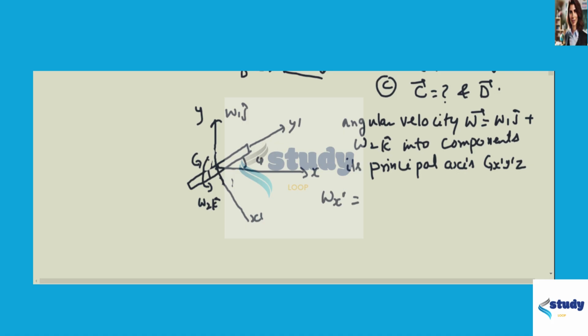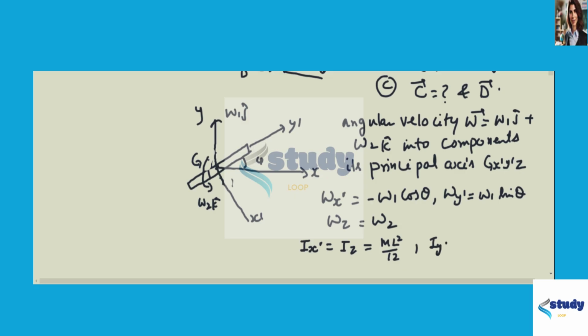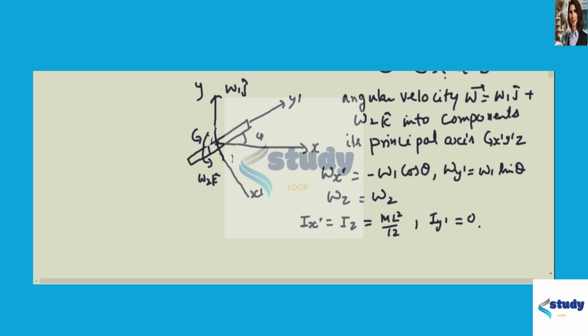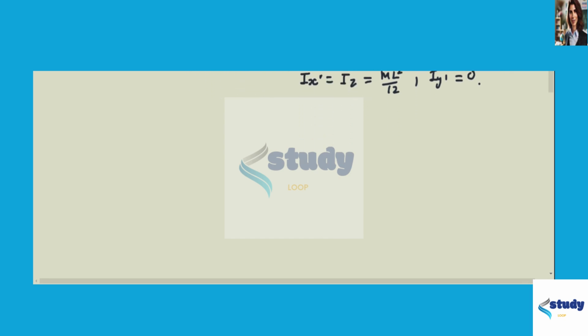Omega x dash will be minus omega 1 cos theta, omega y dash is omega 1 sin theta, and omega z will remain omega 2. Moment of inertia along x dash is equal to that along z, ml square by 12, and along y dash it is 0.